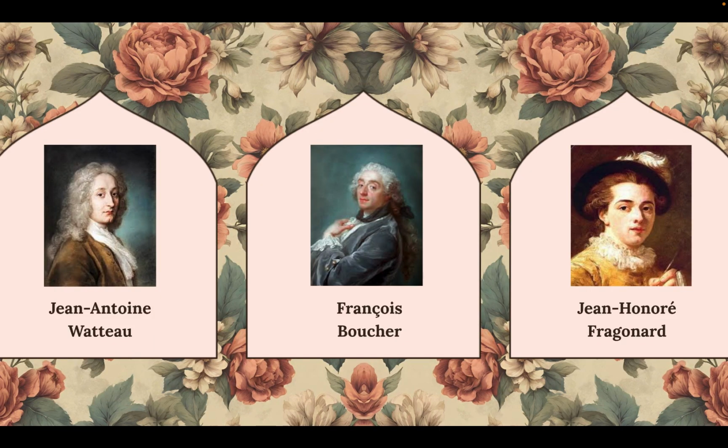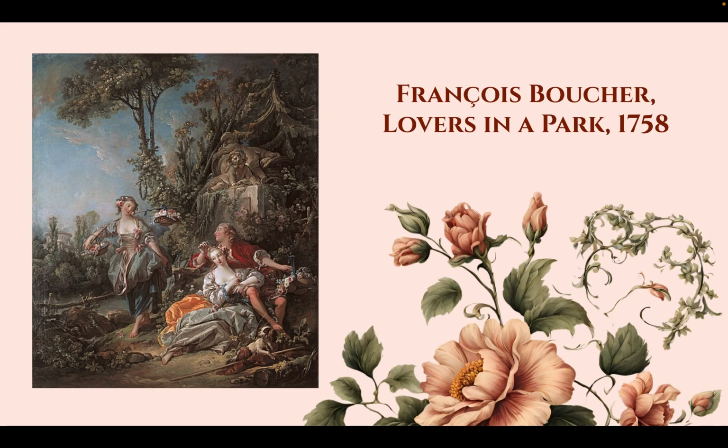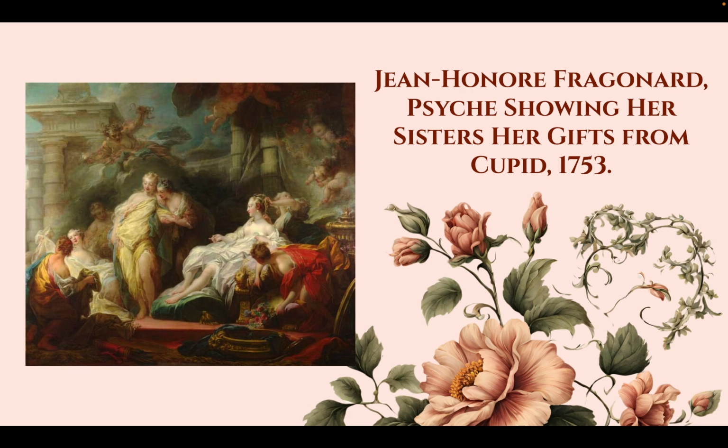The three historical artists of the Rococo art period are Jean-Antoine Watteau, François Boucher, and Jean-Honoré Fragonard. These three artists defined the Rococo period of art through their unique style and commitment to the themes of love and luxury. Today we will be discussing Watteau's piece called Fêtes Vénitiennes. We will go over Boucher's piece called Lovers in the Park. And finally, we will talk about Fragonard's piece called Psyche Showing Her Sisters Her Gifts from Cupid.